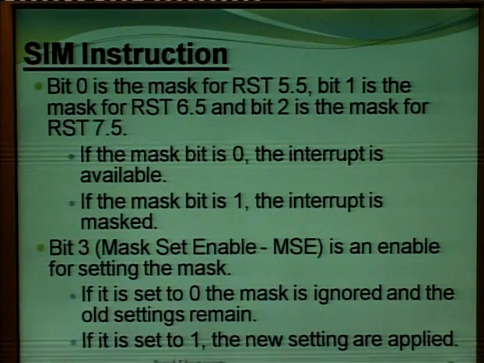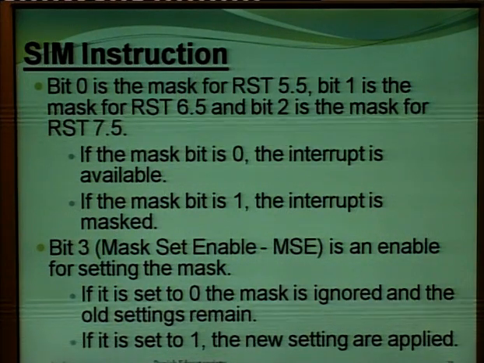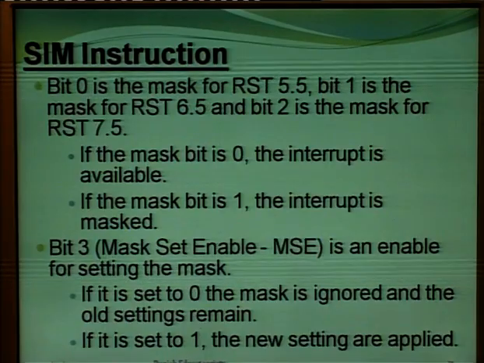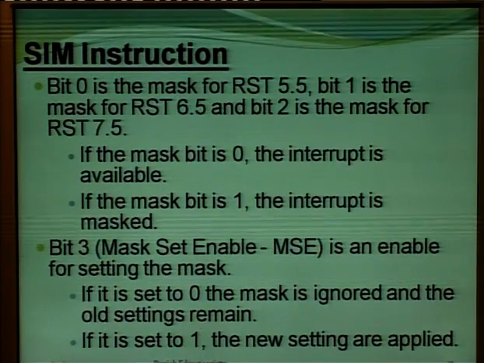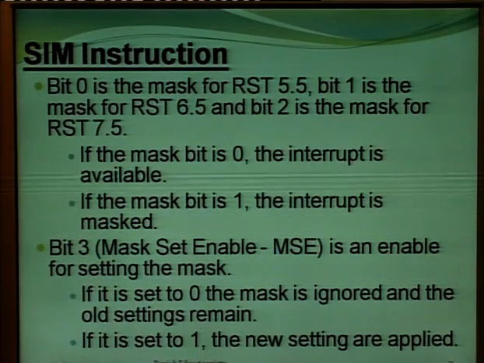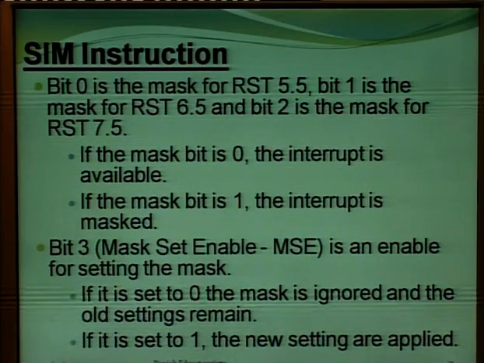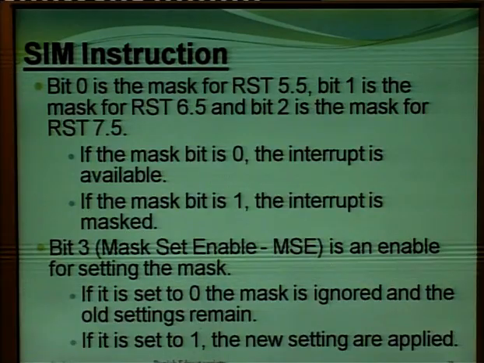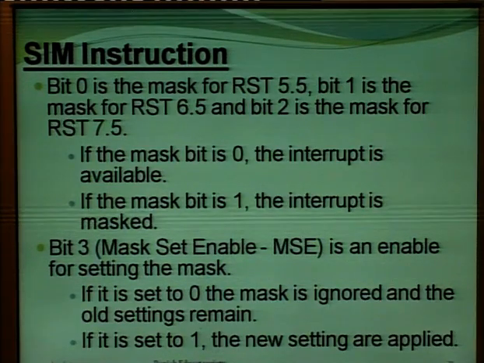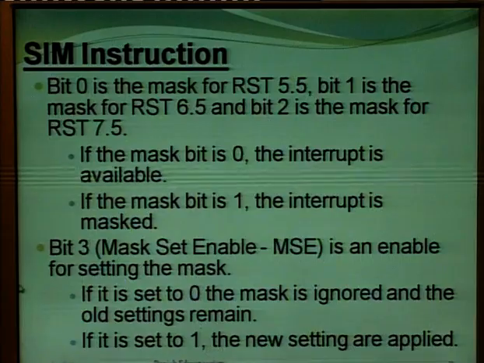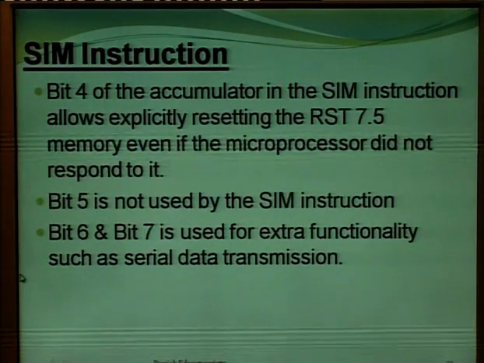If the mask bit is 0, the interrupt is available. If the mask bit is 1, the interrupt is masked. Bit 3, mask set enable MSE, is an enable for setting the mask. If this bit is 0, the mask is ignored and the old setting remains. If it is 1, then new settings are applied.